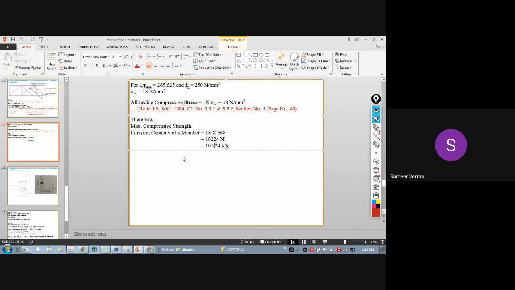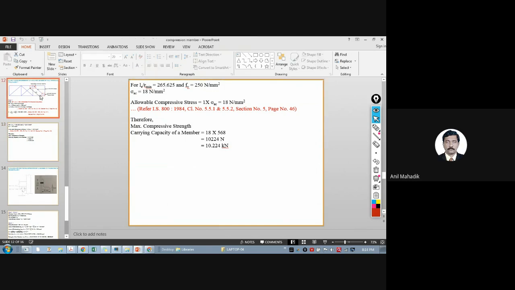Yes, sir. Now I will ask you, as I know that I want this value to be less than 180. क्या करना पड़ेगा बताओ? L upon R I want less than 180. Increase R minimum. Area बढ़ाना.